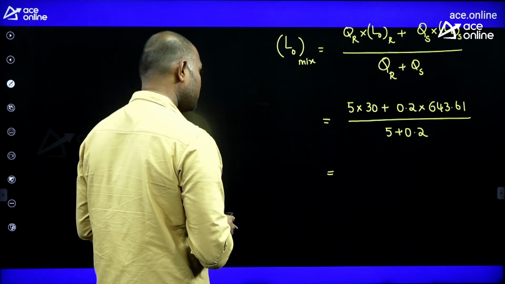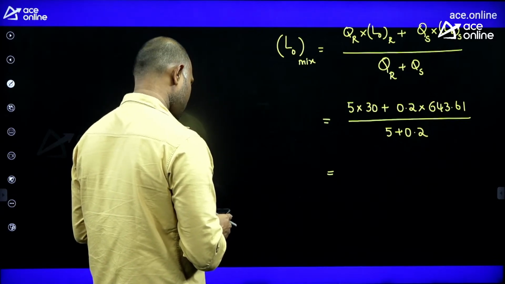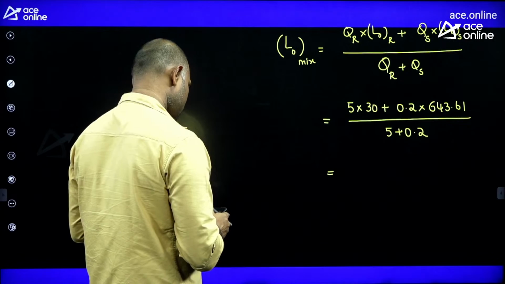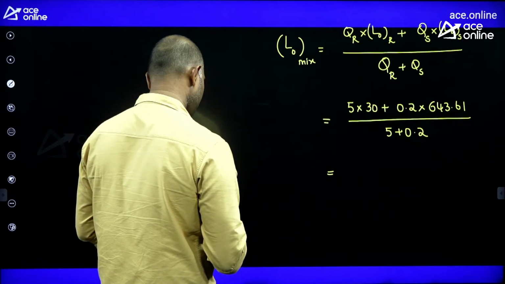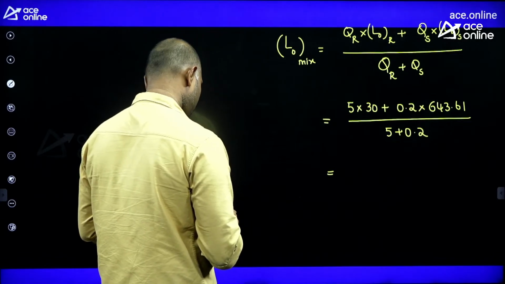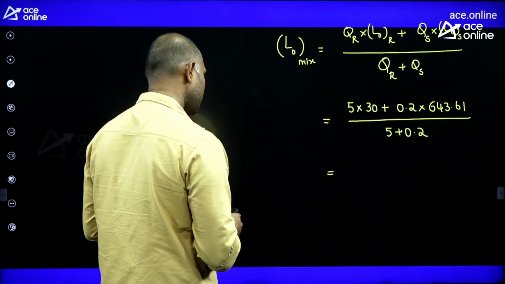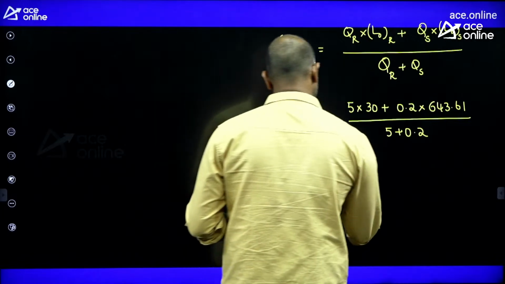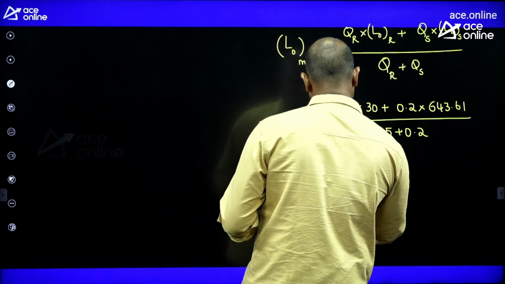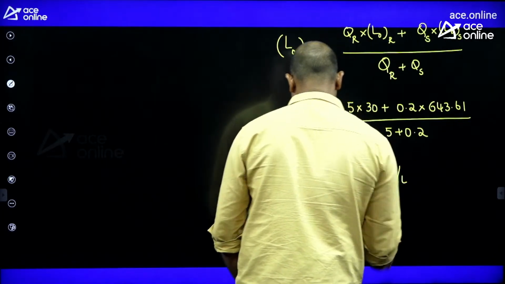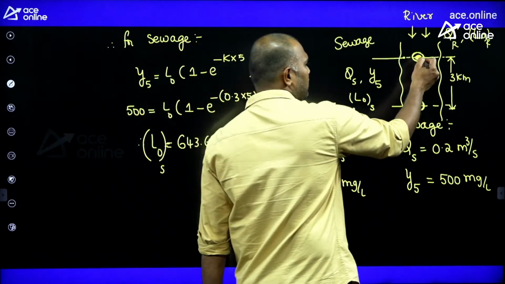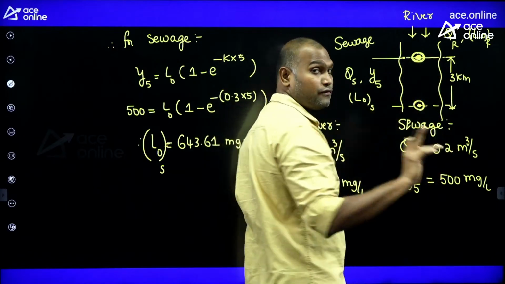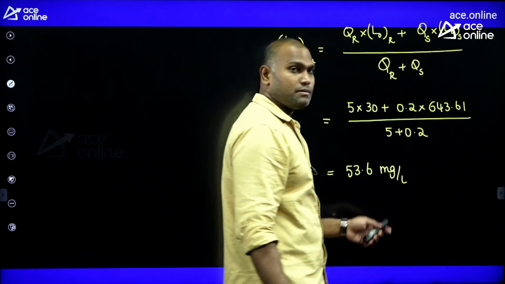So 0.2 into 643.61 plus 5 into 30, which is nothing but 150 by 5.2. This comes as 53.6 mg per liter. So what is the meaning of this? After mixing instantaneously, at this point the ultimate BOD is 53.6 mg per liter.